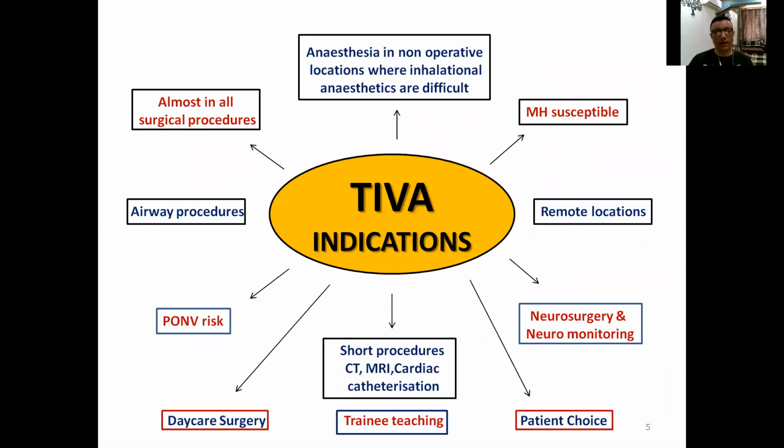So what are the TIVA indications? TIVA is given in almost all surgical procedures like airway procedures, PONV risk, daycare surgery, short procedures, CT, MRI, cardiac, gastro units like NORA situations, and in MH susceptible patients, in remote locations, in neurosurgery, neuromonitoring, and even patient choice, and sometimes in trainee teaching also we give TIVA.